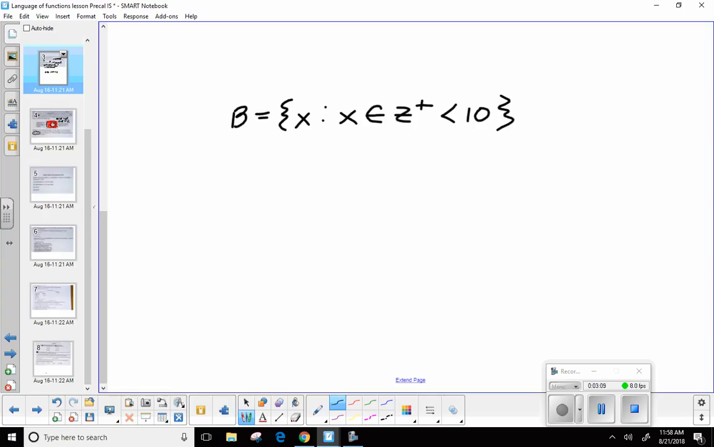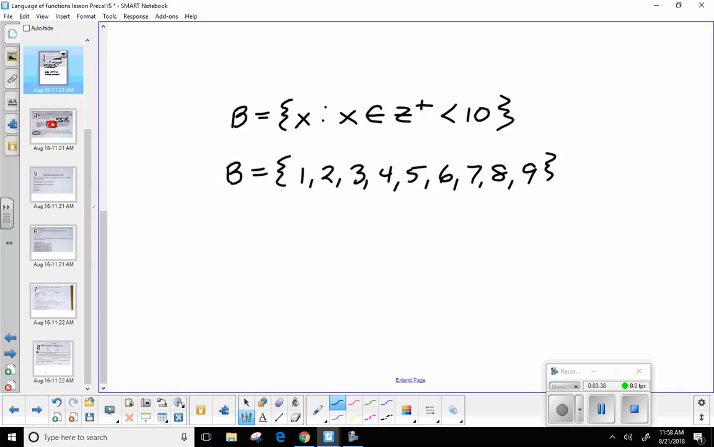So what is set B exactly? Like, what's the first element? It's strictly positive, so we can't include what? 0. 0 is neither positive nor negative. Okay, so 1, and we go through what? Would it include 10? No, because we're less than. Now, if I had equality, then we'd include that. So B is going to be 1, 2, 3, 4, 5, 6, 7, 8, 9.